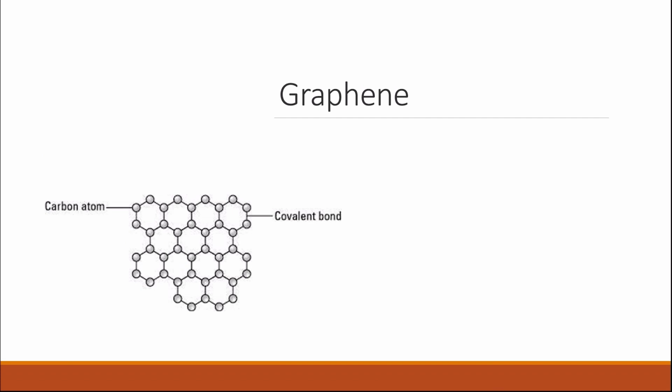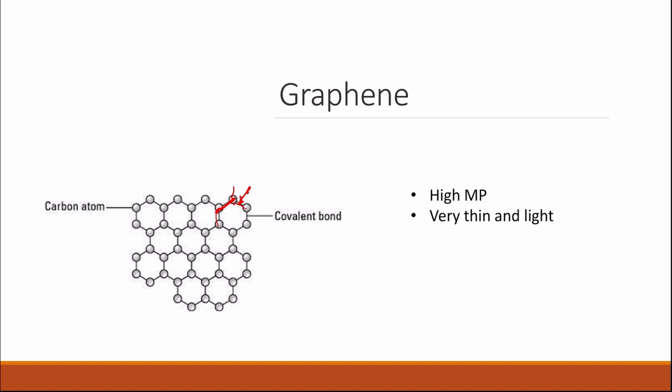Graphene is formed from graphite. It's only one sheet of carbon atoms, these hexagon structures, where each carbon atom will form three bonds with three other carbon atoms. It's a 2D structure and it's very thin and light. The type of bond between the different carbon atoms is covalent bonding, so they have a high melting point.